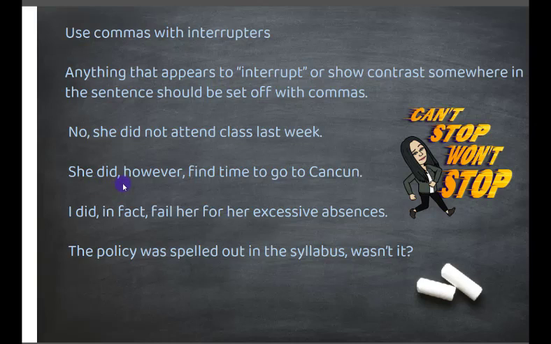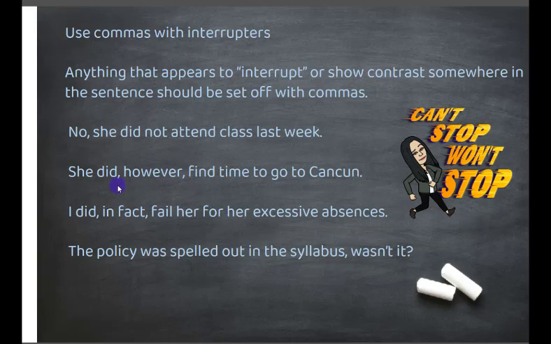Here, she did, however, find time to go to Cancun. If I just had she did find time to go to Cancun, the however places emphasis on the fact that it could be a little sarcasm, or there could be an understanding that she was supposed to be doing something else, like going to class, for example, but instead went to Cancun. So by adding these little words or interrupters here, we add clarification and emphasis. As I said before, we don't always need it, but if you're wanting to stress a particular point, these minor interrupters will sometimes be helpful.